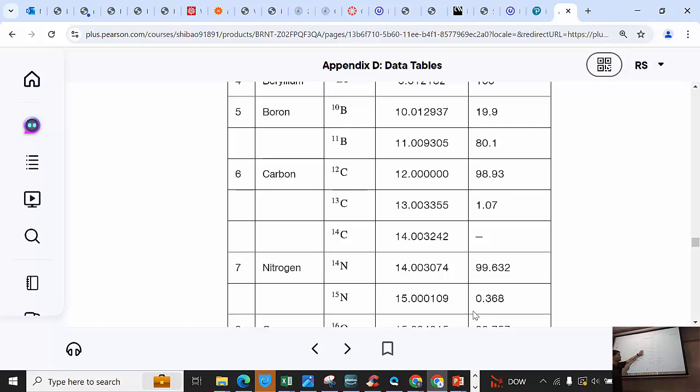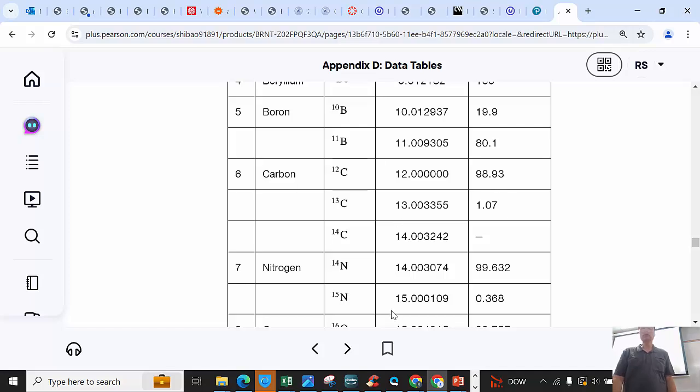So carbon 12, this is how it's defined. So this is exactly 12 U. And everything else is 8 sig figs. So carbon 13, this is 8 sig figs because this was measured. Carbon 14 is radioactive, so that's why its percent natural abundance is nil here. And so there are two naturally occurring isotopes of carbon, carbon 12 and carbon 13.